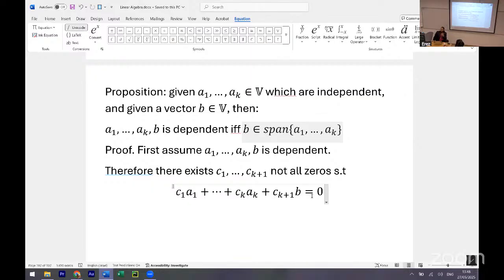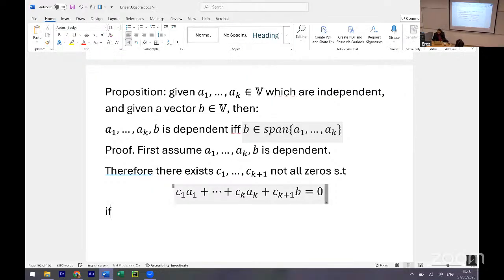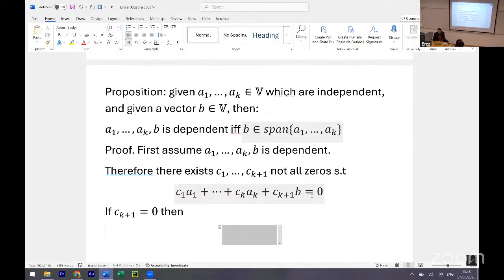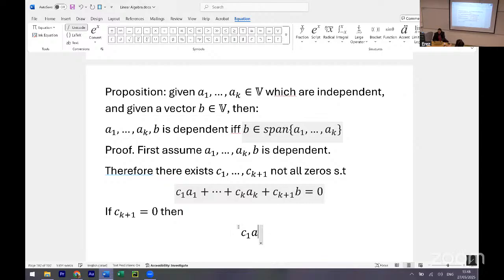Yeah, but it could be 0. You know that the dependent one is B. So how do I say it? If C_{k+1} is 0, then C1 A1 plus ... plus CK AK is 0. Agreed?